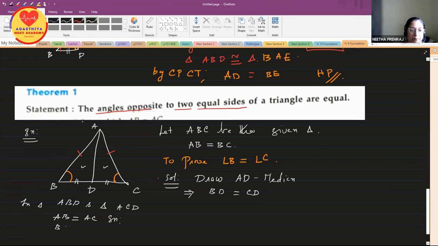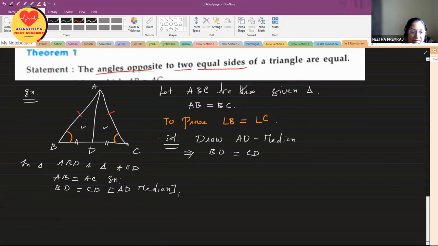And BD is equal to CD because AD is median, isn't it? AD is median. So we know. Then what about AD? AD is common to both the triangles, isn't it? AD is common. So here these two sides are matching in both the triangles. When you consider two triangles, AB is matching with AC, BD is matching with CD, AD is common. By what criteria you could say these two triangles are congruent?